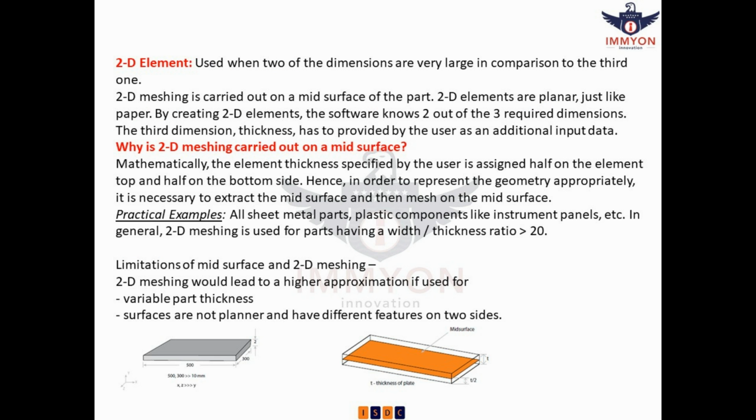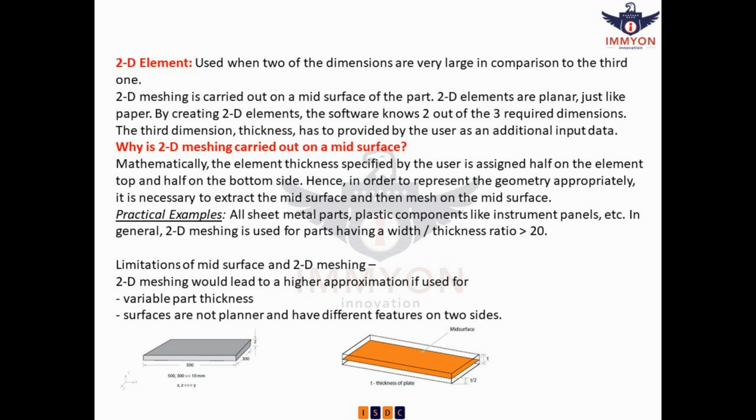2D element: used when 2 of the dimensions are very large in comparison to the third one. 2D meshing is carried out on a mid-surface of the part. 2D elements are planar, just like paper. By creating 2D elements, the software knows 2 out of the 3 required dimensions. The third dimension, thickness, has to be provided by the user as additional input data.